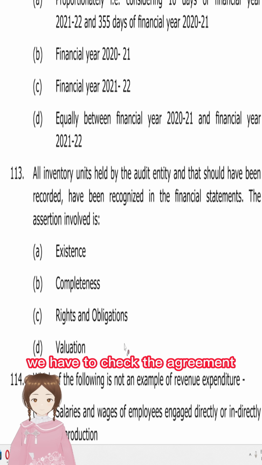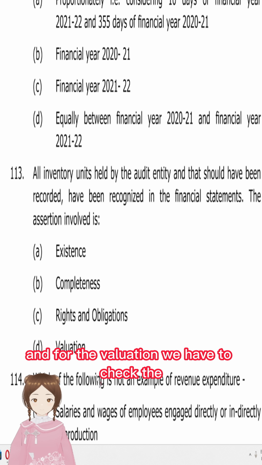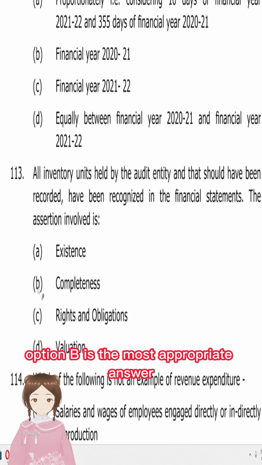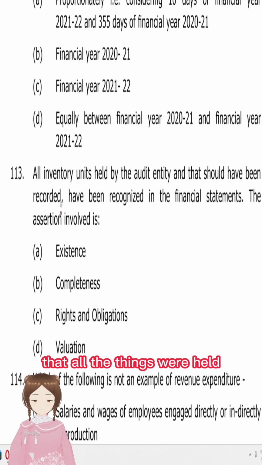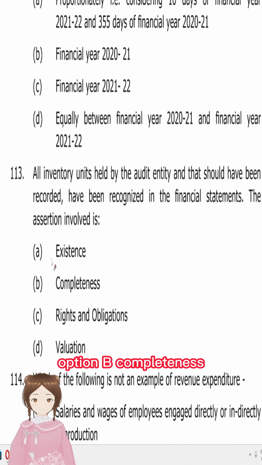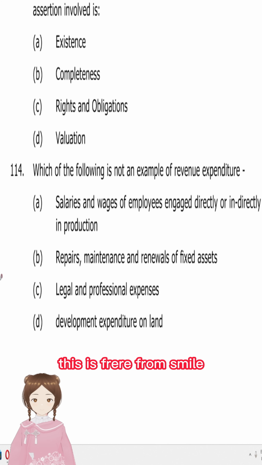For rights and obligations, we have to check the agreements, and for valuation, we have to check whether they were obsolete or non-moving, etc. So option B is the most appropriate answer, that all the things that were held have been recorded and recognized. Option B, completeness.